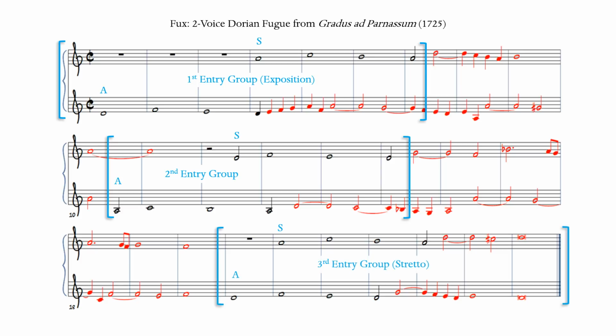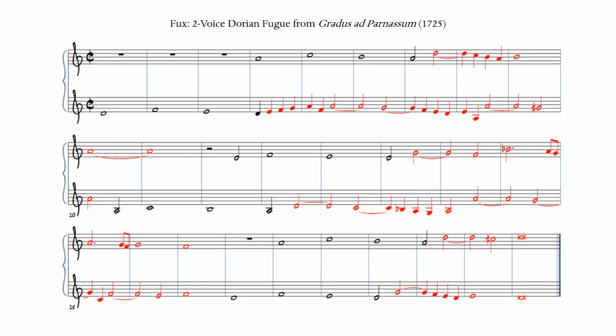The final entry group of a fugue is where the strettos can usually be found. Many fugues only have 1 kind of stretto, so it would be found here near the end. This fugue has 2, so Fux saves the tighter and more impressive of the 2 strettos for the conclusion.